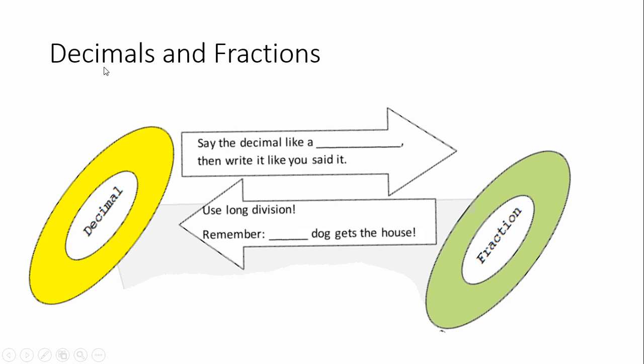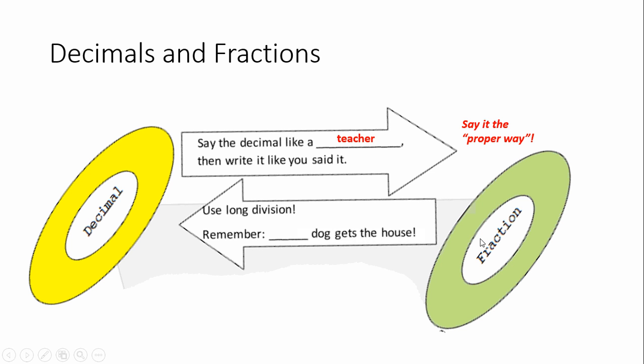So let's start with decimals and fractions. If I want to go from a decimal to a fraction, what I need to do is say the decimal like a teacher, or in other words, say it the proper way. All right? So if you see 0.25, for example, you would think that's 25 hundredths, so 25 over 100.